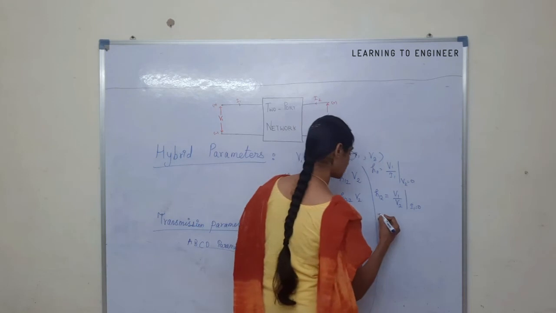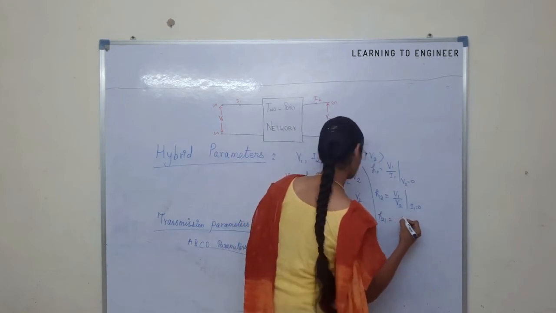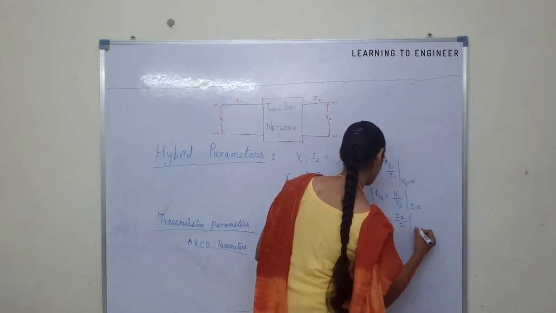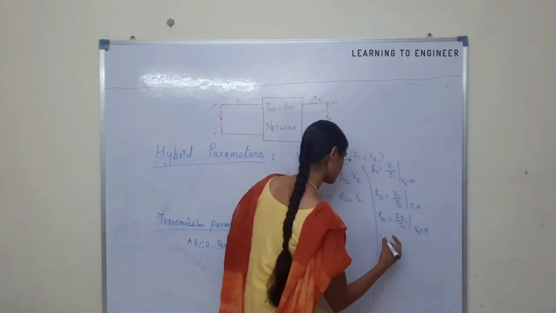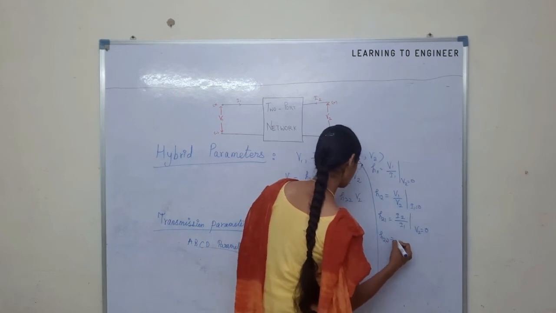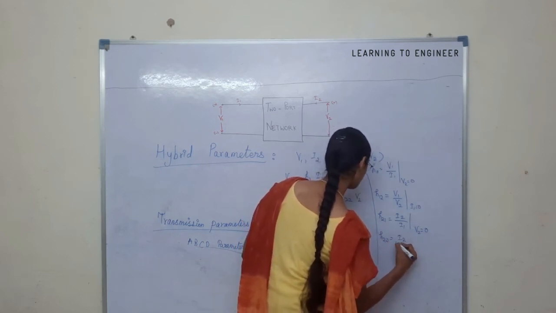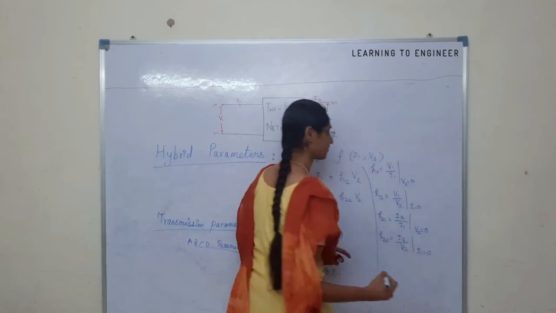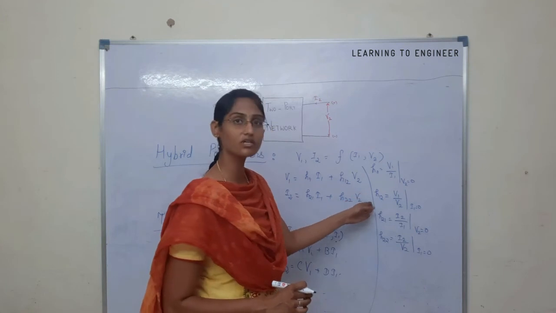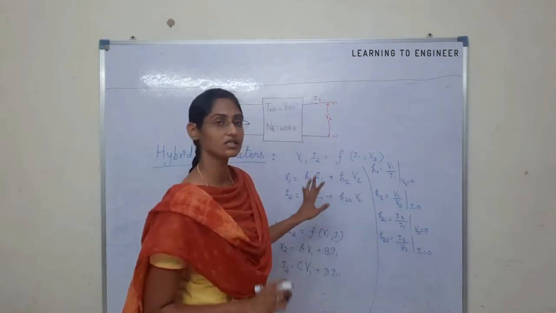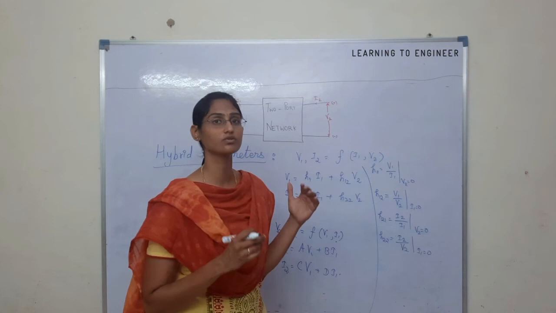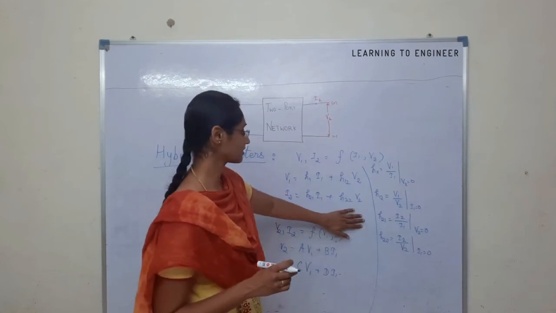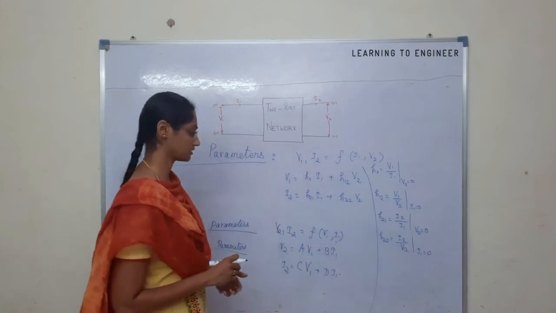Okay, so what is H21? I2 divided by I1 when V2 is 0. H22 is equal to I2 divided by V2 when I1 is 0. Okay, so we are going to find out the voltage and the current gain by this. These concepts will be useful for you when you are studying the biasing of BJT. Okay, so these are mostly useful in solid state devices.